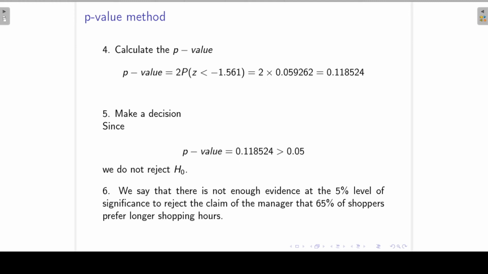And our conclusion is the same as for the rejection region method. We say that there is not enough evidence at the 5% level of significance to reject the claim of the manager that 65% of shoppers prefer longer shopping hours. We can do this in Excel again to find our critical value and our p-value. So let's quickly do that in Excel.